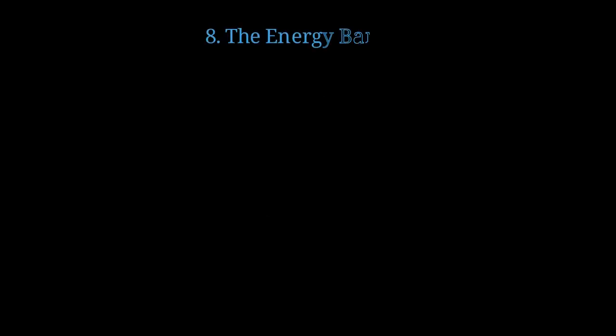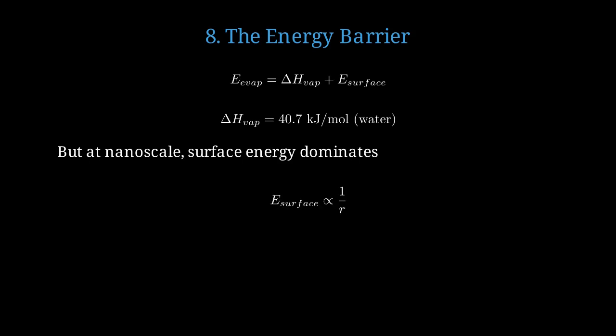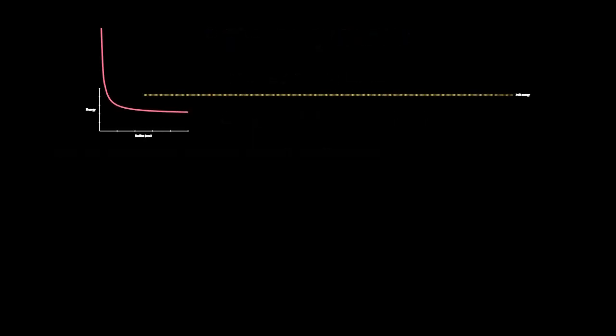Let's examine the energy barrier for evaporation at nanoscales. The total evaporation energy equals the heat of vaporization plus additional surface energy contributions. The heat of vaporization for water is 40.7 kilojoules per mole. However, at nanoscales, the surface energy term becomes dominant. Surface energy per molecule scales inversely with radius. This graph shows evaporation energy versus radius. As radius decreases, energy required skyrockets, creating a barrier.